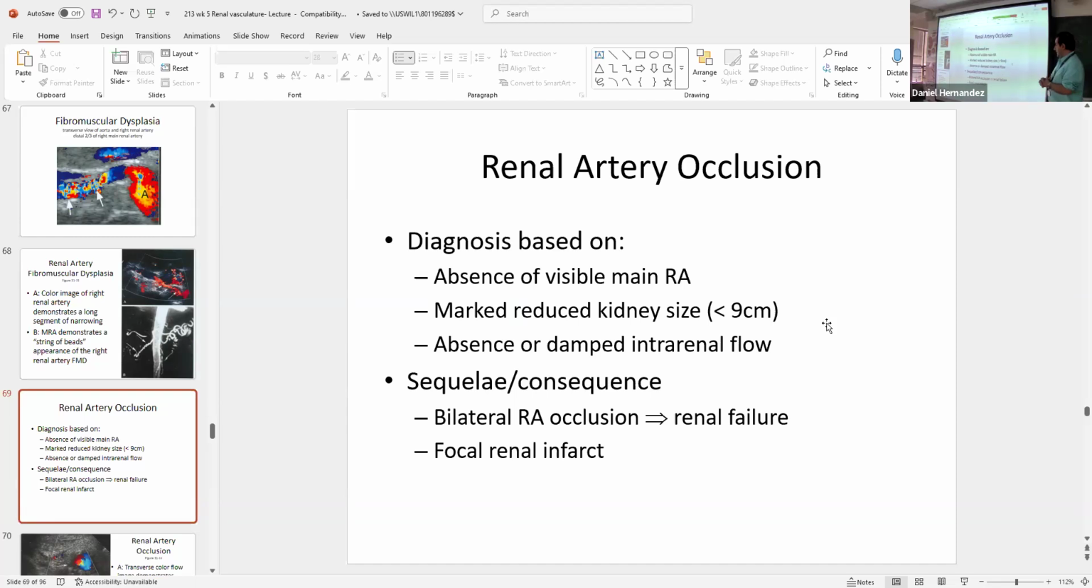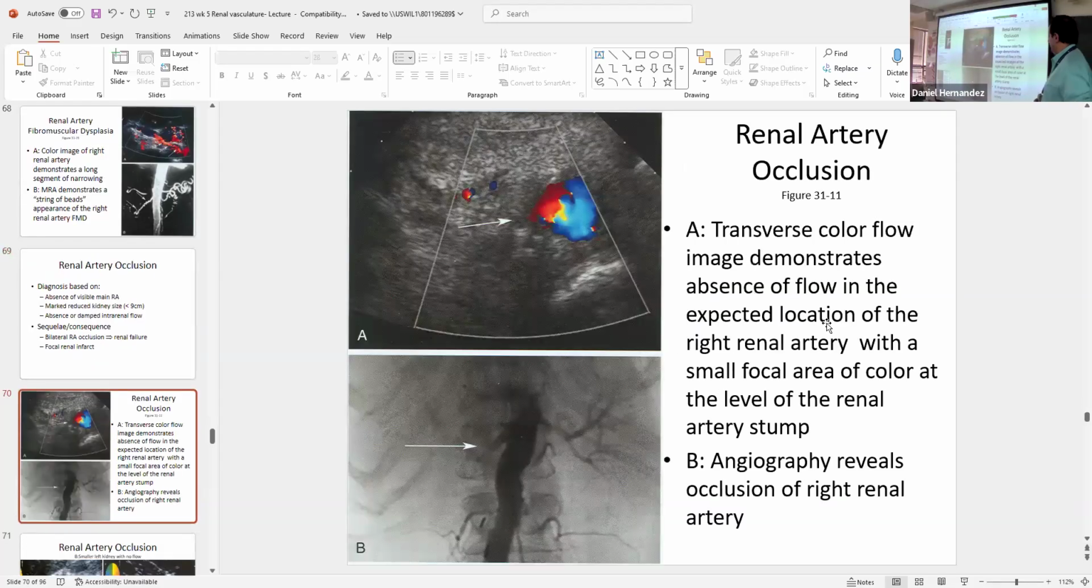If that renal artery occlusion is bilateral, the patient is going to wind up in renal failure, not a good thing. Renal artery occlusion could lead to focal renal infarct as well. If the patient has an occluded renal artery and we're able to reperfuse and get blood flow back into that kidney, it could lead to those areas of focal infarct.